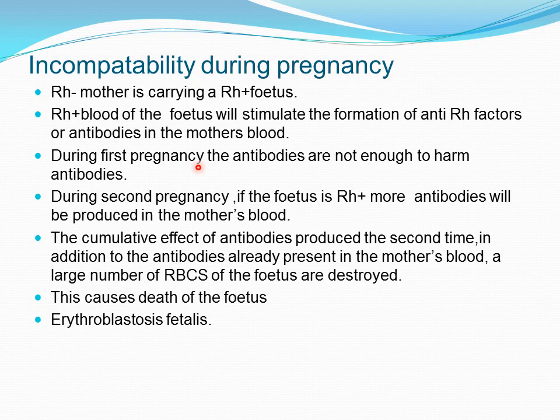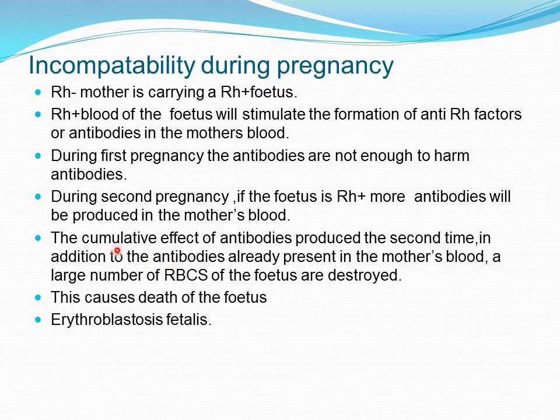But what will happen in the second pregnancy? If that Rh negative mother is again carrying an Rh positive fetus for the second time, what will happen? There are already some antibodies in the mother's blood, or rather we can say anti-Rh factors, which are present in the mother's blood. So these anti-Rh factors which are already present from the first pregnancy combine with the antibodies now formed during the second pregnancy, and what will happen?